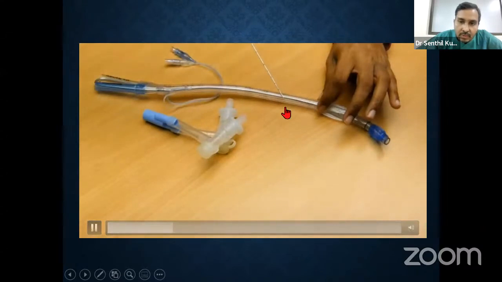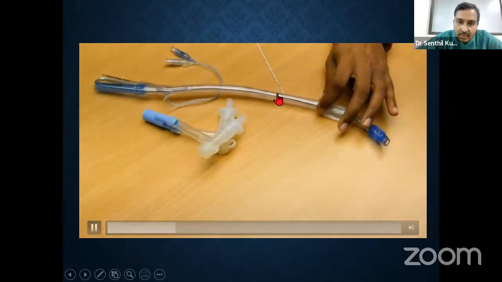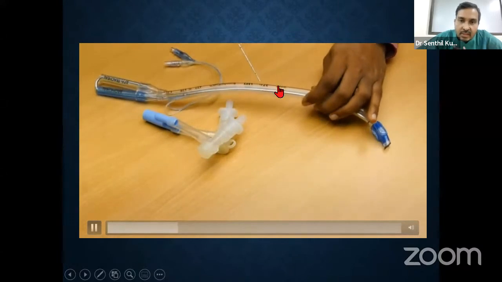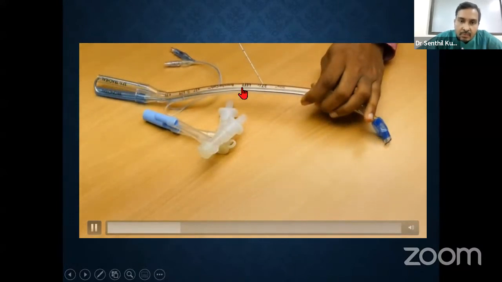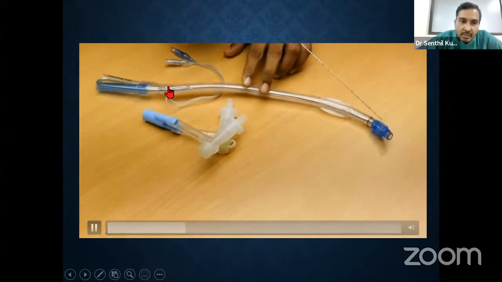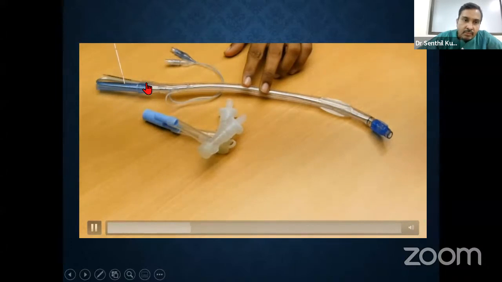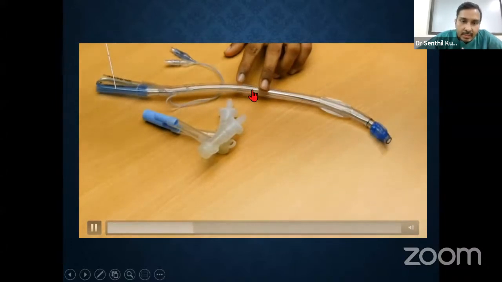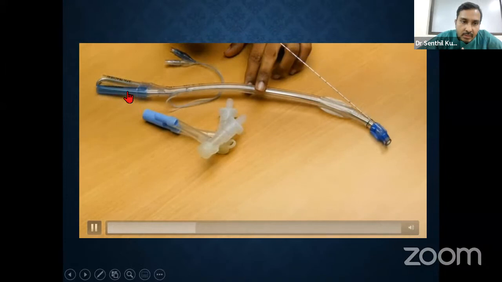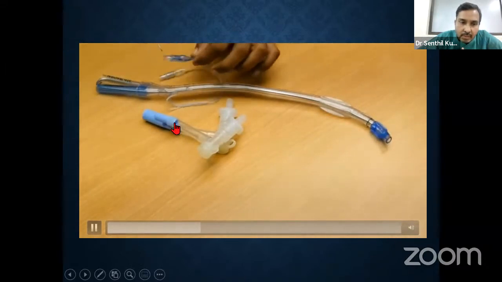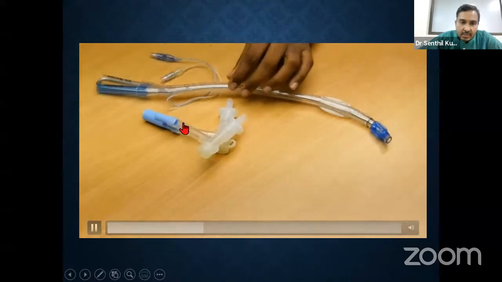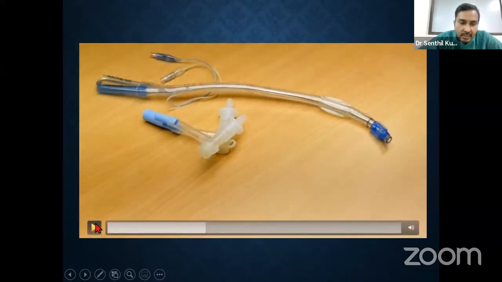Other than this, you have similar markings, that is 37. This is a 37 French left-sided rubber shot type of double lumen tube, where we have the markings for fixation at the level of the incisors. For differentiation purposes, the entire bronchial channel is blue color. You can see the blue color here, the blue color pilot balloon, the blue color cuff, and in some manufacturers this itself is blue color, so that we can easily differentiate.